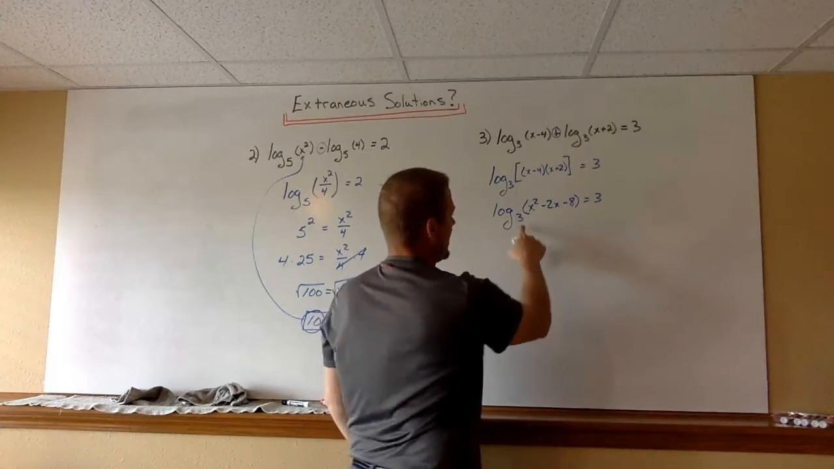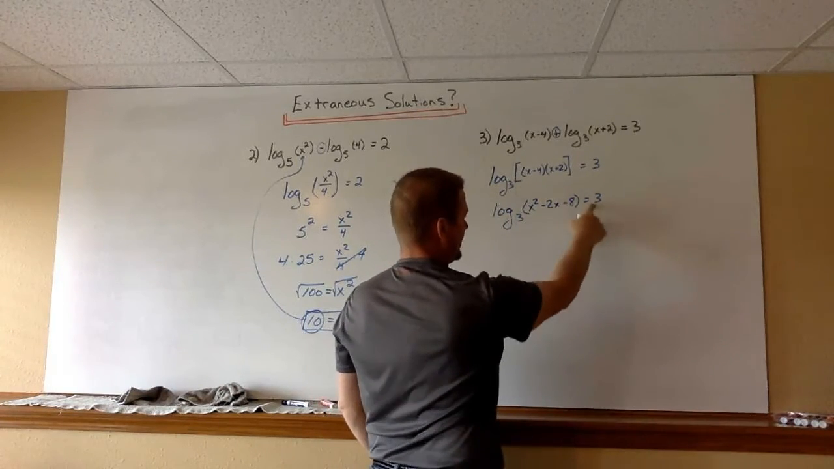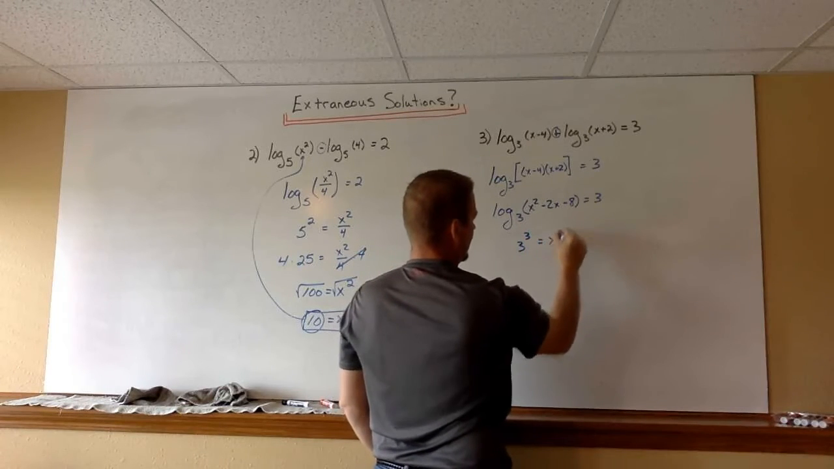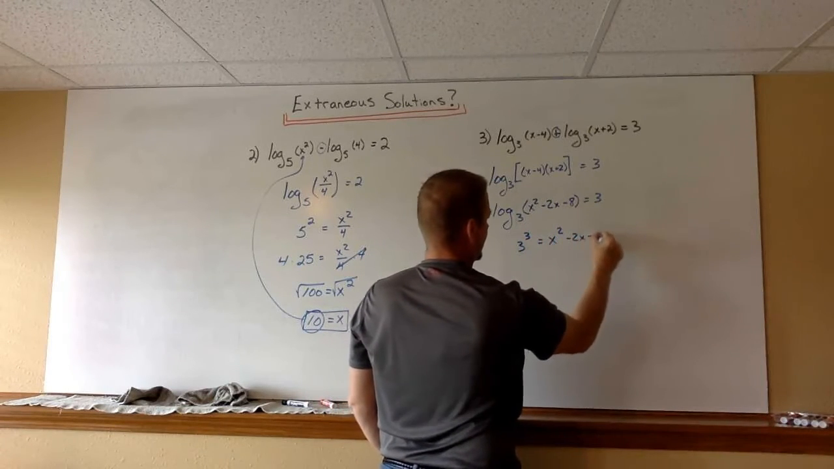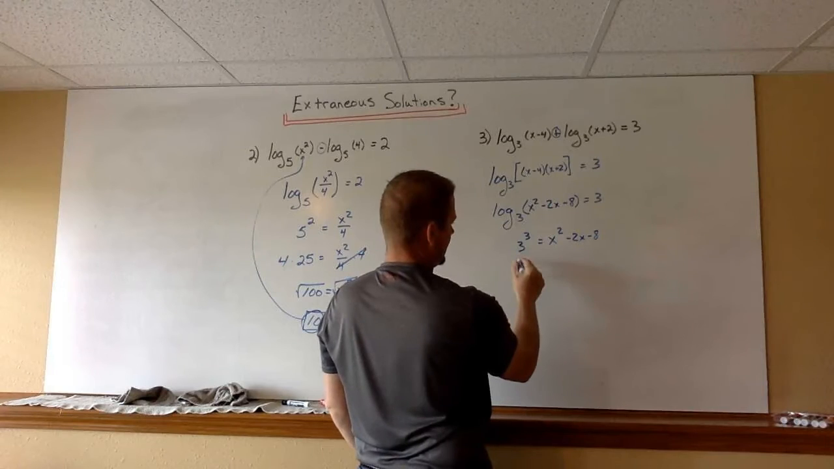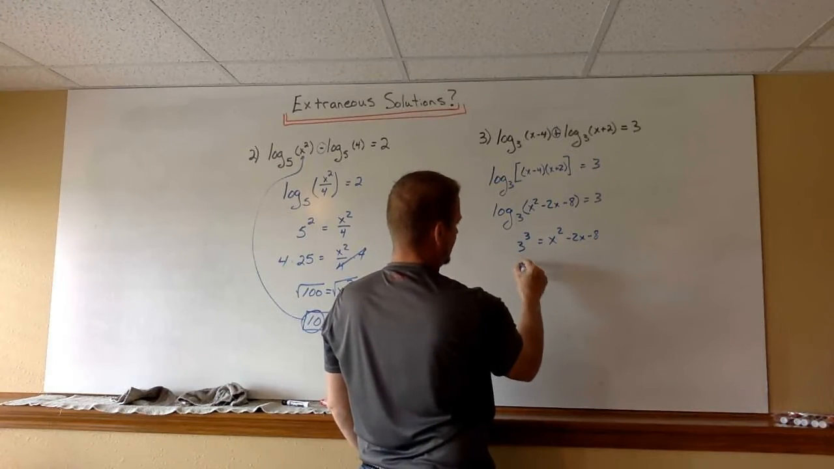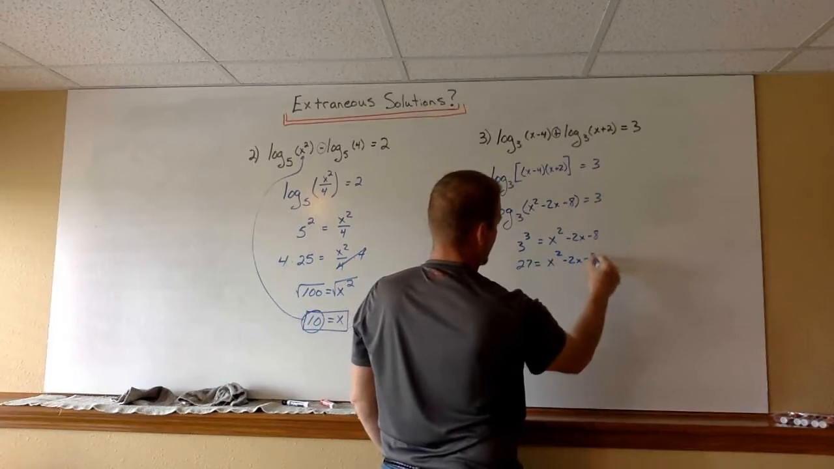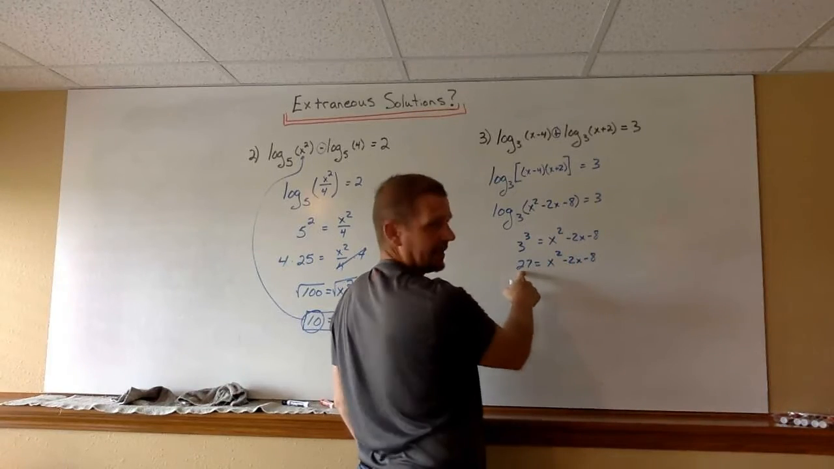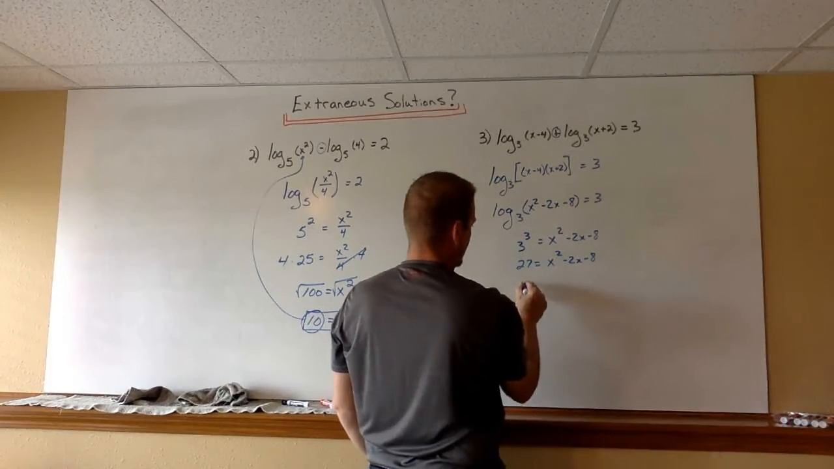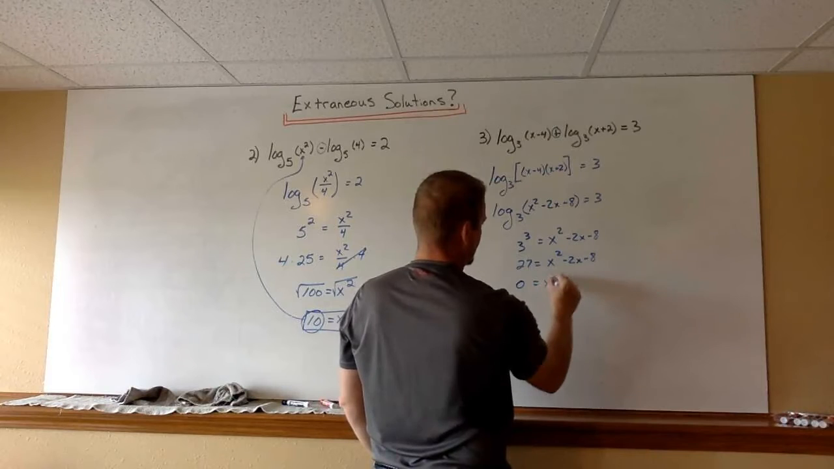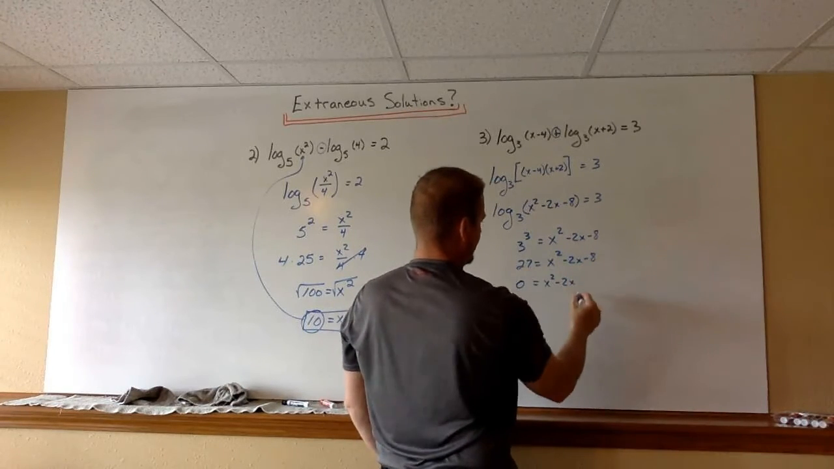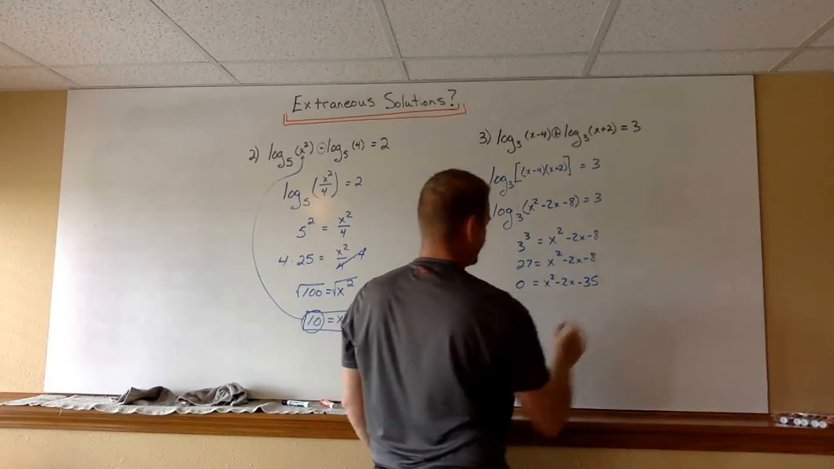Now I'm going to change its form to the base to the exponent equaling the argument. And this is just another way to say 27. So 27 equals x squared minus 2x minus 8. It's a quadratic, so I've got to get it equal to 0, so I subtract that over. 0 equals x squared minus 2x, negative 27 and negative 8, that's negative 35.